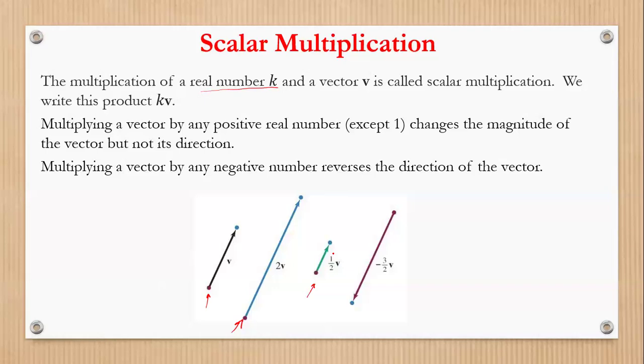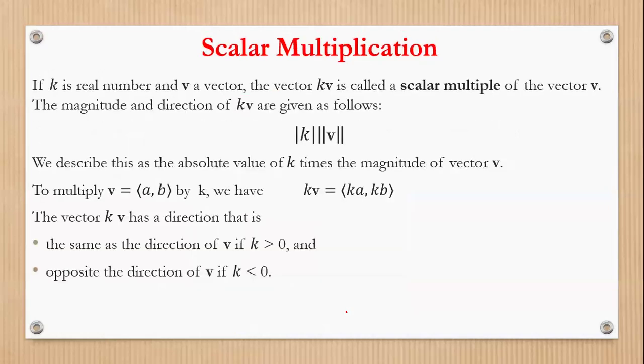But if the number that you're multiplying is negative, you're changing the magnitude and the direction, because that negative will change the direction. As you see, this vector is pointing down instead of pointing up. Now, how do we do the scalar multiplication? For a scalar multiplication, we need to find the absolute value of that number and then multiply by each component of the vector.